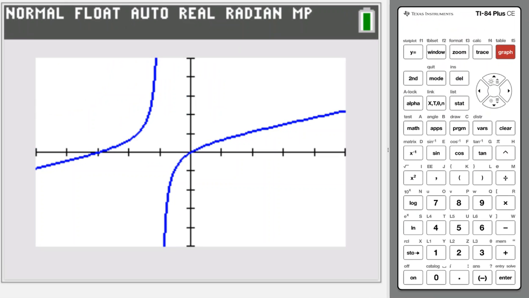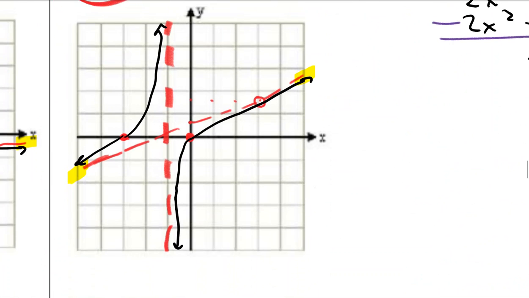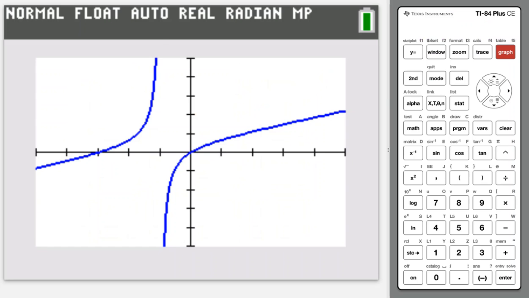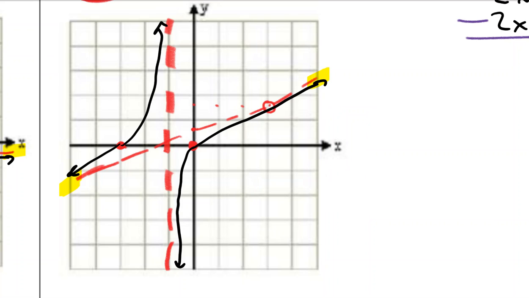Okay, so there's their graph. And my graph looks very similar. So I'm happy with that. Now again, your graph does a very poor job of showing holes. So checking your graph with the calculator graph isn't 100% going to guarantee that everything's right, but it should help you quickly see if there's something majorly wrong.